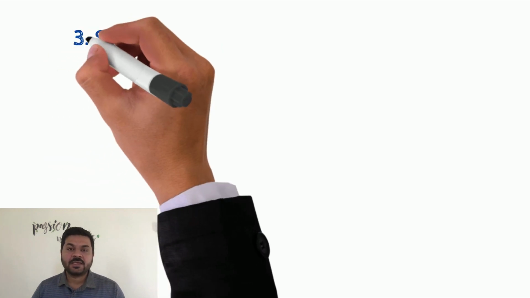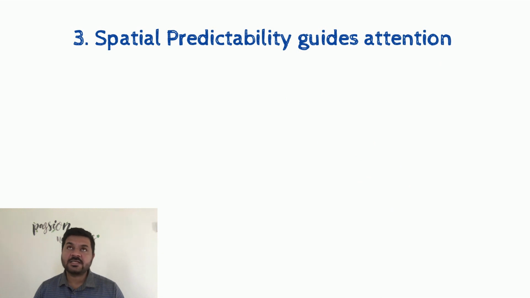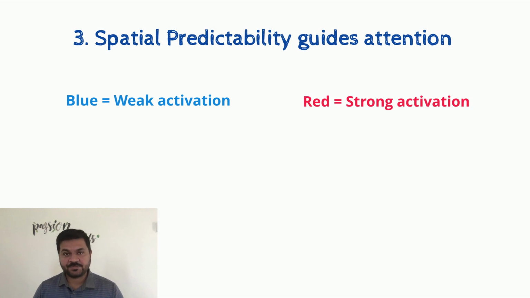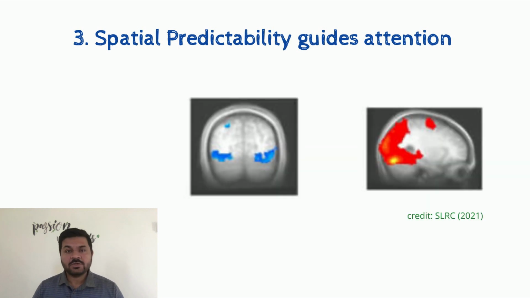Principle 3, spatial predictability will guide attention. I will now present two images of brain scans. In these images, blue color represents weak activation and red color represents strong activation. One image relates to the brain of a person who is viewing images at random, unpredictable locations on different slides. The other image relates to a person who is viewing images at predictable locations on different slides. Can you identify which one is which?